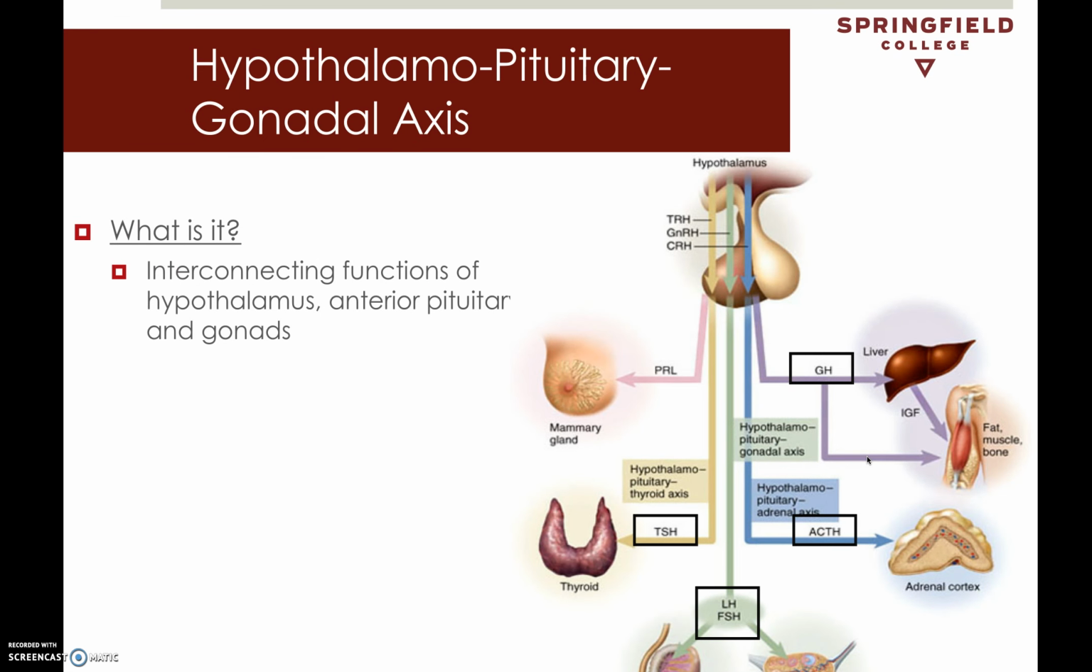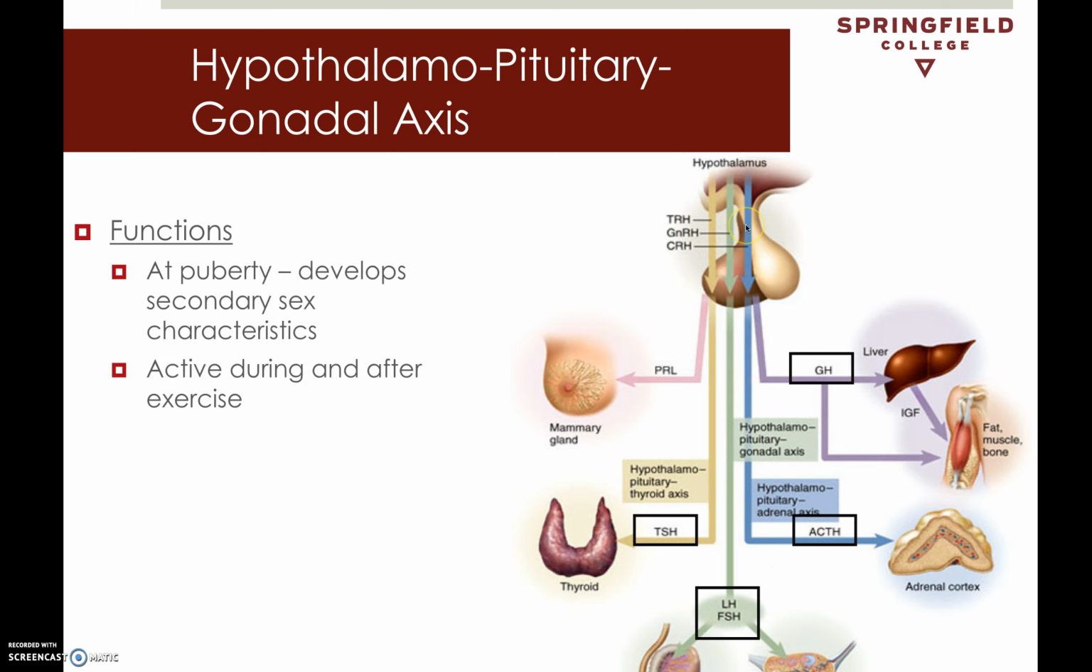Last two slides here. So what is this axis? Hypothalamo-pituitary-gonadal axis. It is simply how these glands work together. It is a link, it is a chain. The hypothalamus has to act first to tell the anterior pituitary gland to secrete its hormones. Those hormones then leave the anterior pituitary gland and travel to the gonads, for example.